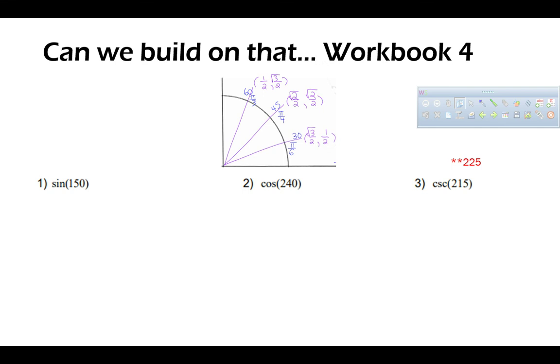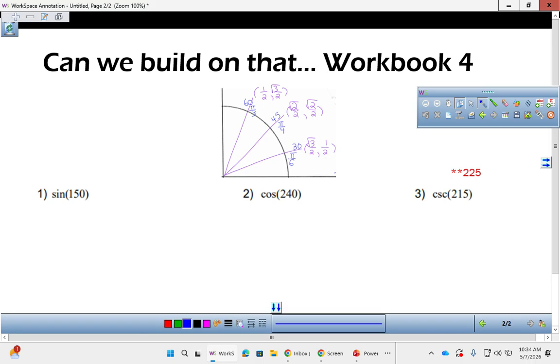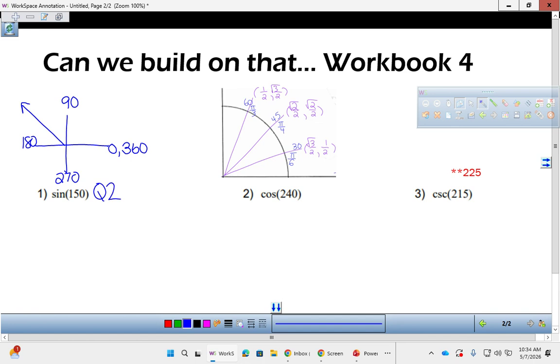So now that I have the unit circle completed, here's how I use it. Sine of 150. Well, I know that these go up by 90. So this is 90 and then plus another 90, this is 180, plus another 90, 270, 360. So I know that 150 falls somewhere between 90 and 180. So this is a quadrant 2 angle.